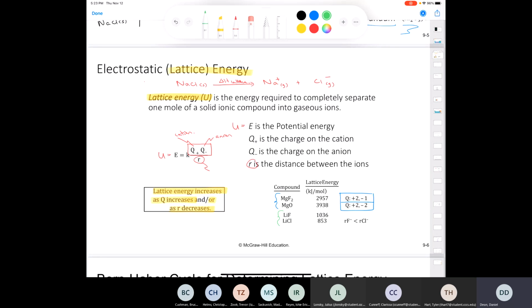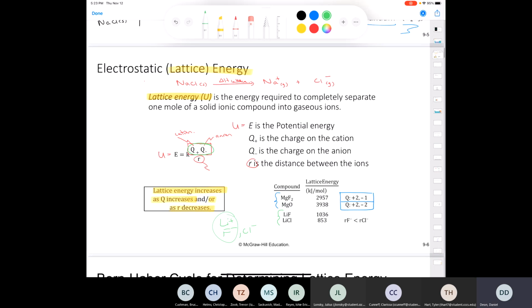What if we compared lithium fluoride and lithium chloride? Lithium has a charge of +1, fluoride has a charge of -1, and chloride has a charge of -1. So that means Q plus times Q negative, the charge on the cation times the charge of the anion, is going to be the same, whether it's lithium fluoride or lithium chloride. Then why is the lattice energy of lithium chloride lower?